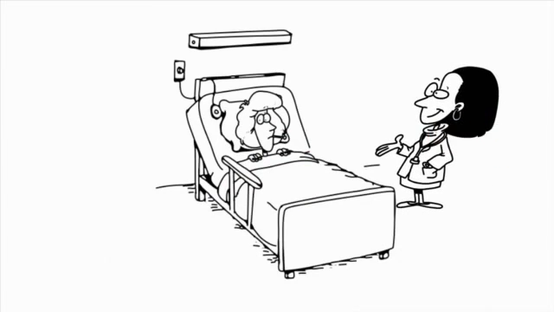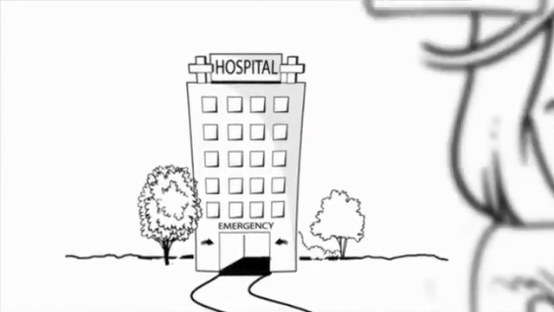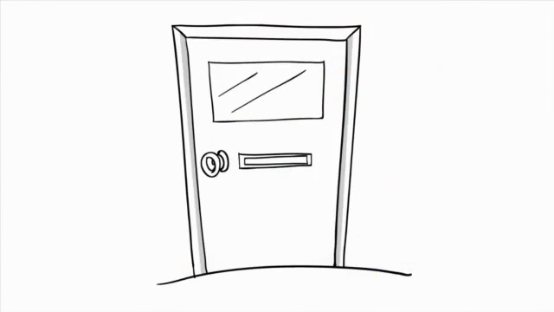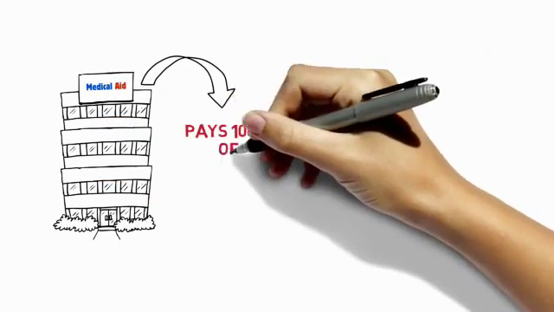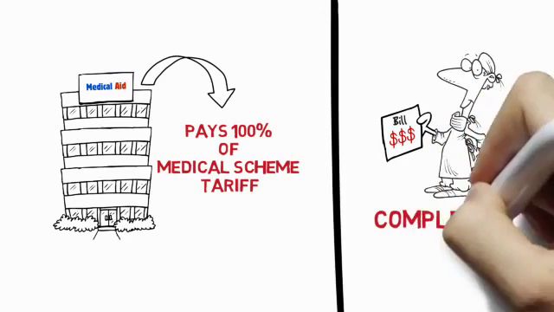Michelle is hospitalized for a routine appendix operation. The procedure is performed without complications and she's in and out of hospital in 2 days. A week later, she receives the bill. She's not expecting any surprises as she's on a medical option that pays 100%. This is Michelle's problem. While her medical aid scheme will pay 100% of their predetermined tariff, her doctor charges a completely different rate.